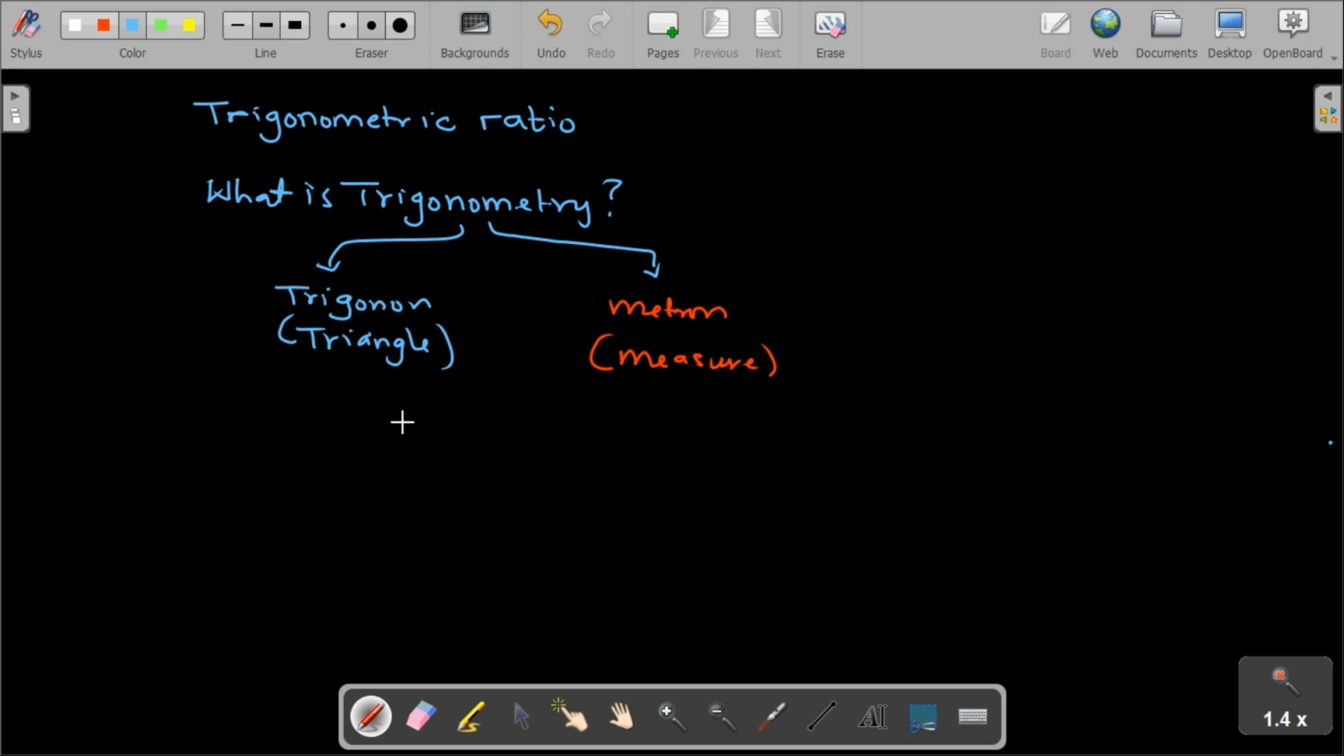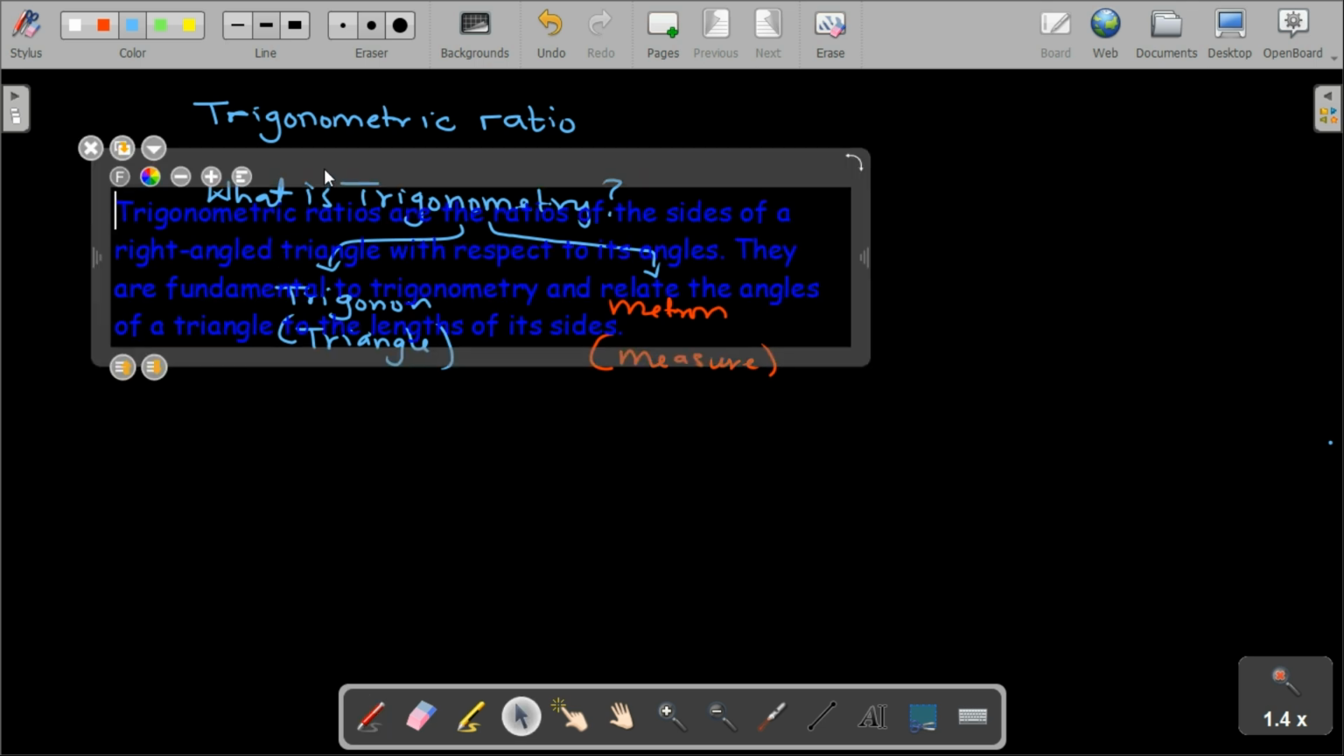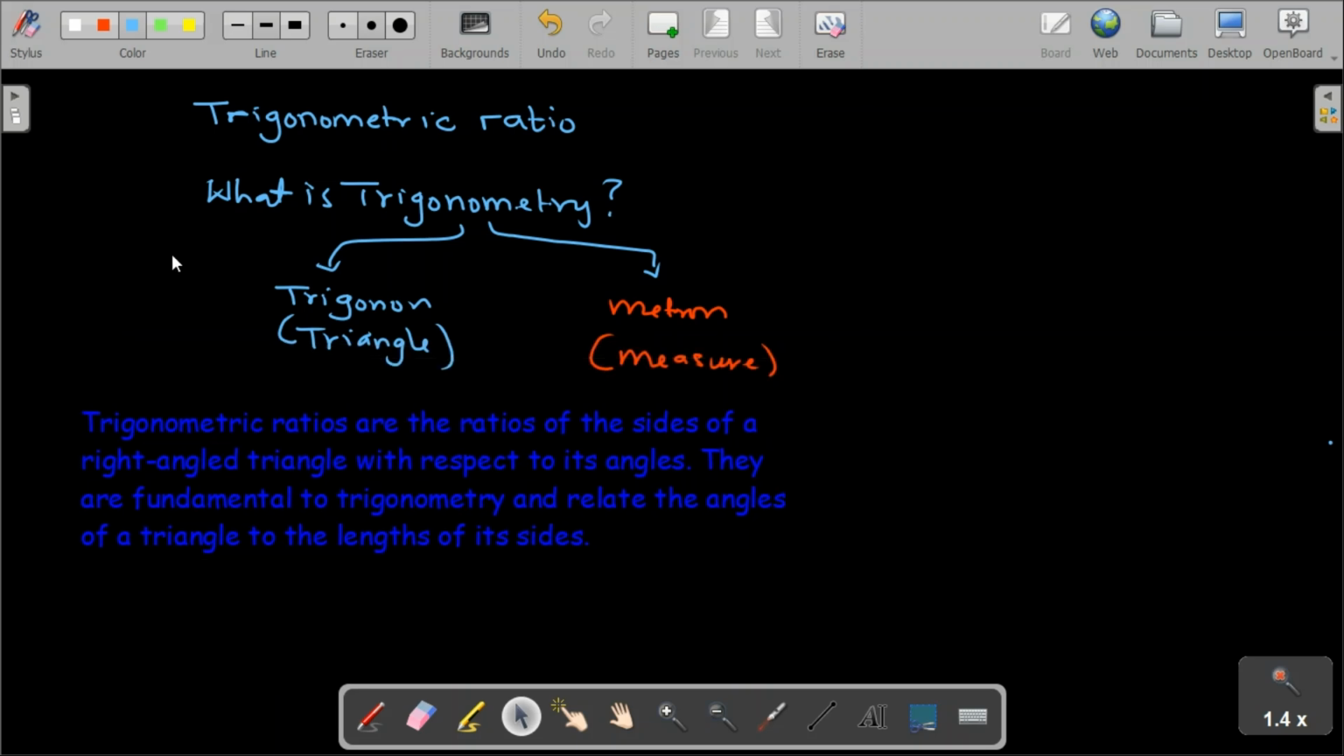Now, what is the trigonometric ratio? Okay, let me just paste the definition here. So, trigonometric ratio is nothing but what? The ratio of the sides of a right angled triangle with respect to its angles. So, they are fundamentals to trigonometry and relate the angles of a triangle to the lengths of its sides.